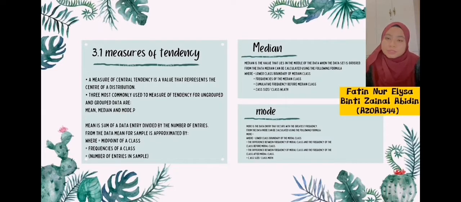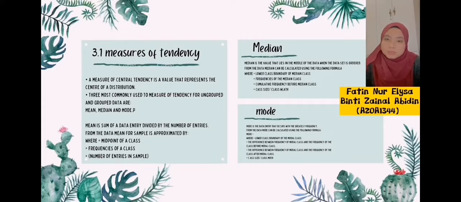I'm going to explain point 3.0, numerical descriptive measures. 3.1 Measure of central tendency. A measure of central tendency is a value that represents the center of a distribution. The three most commonly used measures of central tendency for ungrouped and grouped data are: first, mean, second, median, and third, mode.